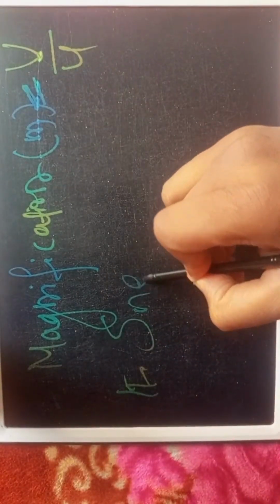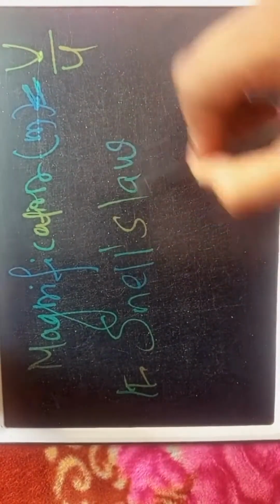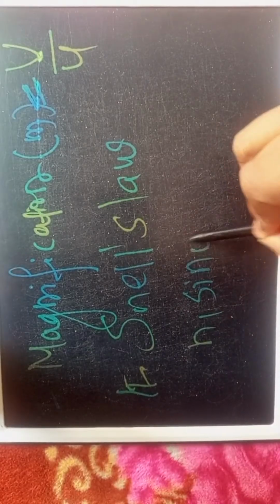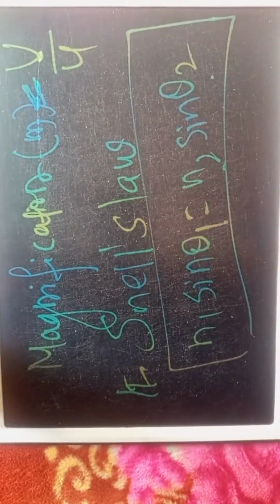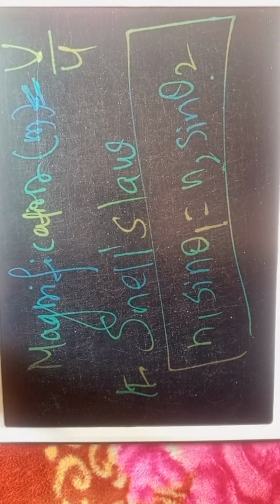Now another important topic is Snell's law. N1 sin theta 1 is equal to n2 sin theta 2. This is the relationship of Snell's law. This formula is most important for physics.